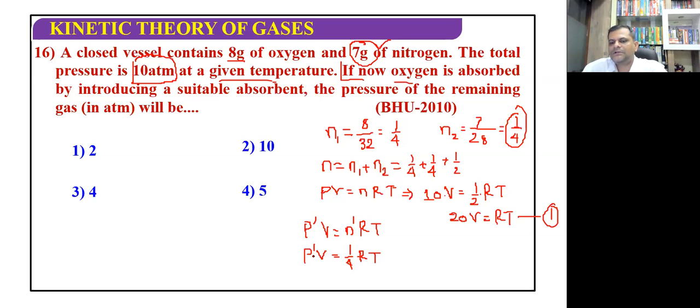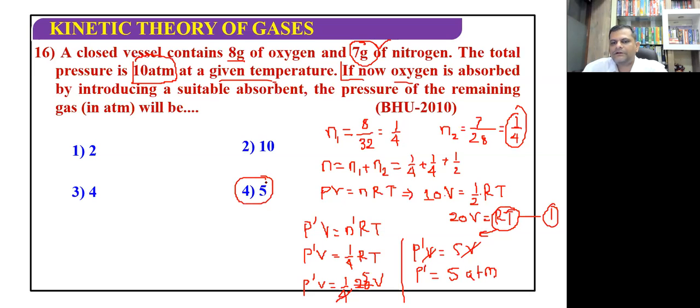So that here we can say if we put this value of RT as 20V here, then we can get this simplified as P dash V is equal to 1/4 of 20V. So 4 ones are 4, 5 4s are 20, and we are left with P dash V is equal to 5V. So that V V gets cancelled and we are left with P dash equal to 5 atmosphere. Correct? So this 5 atmosphere will be actually the correct option.